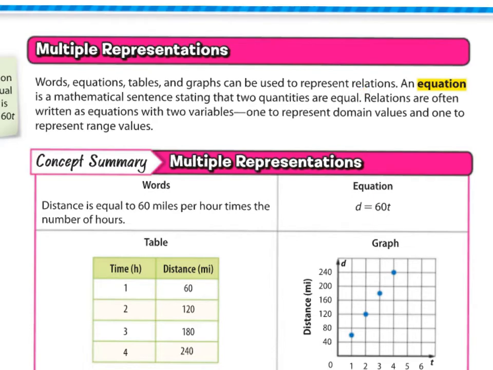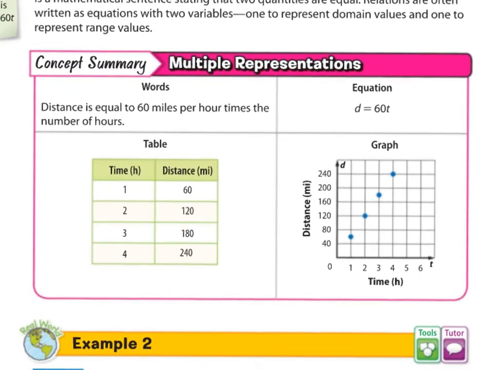So for example, kilometers per hour. Those two relate with distance over time, right? So that's a rate. Now, an equation is a mathematical sentence stating that two quantities are equal, hence the word equation. They're equal. Relations are often written as equations with two variables, two numbers that can change. One to represent the domain values and one to represent the range values. Okay, so let's look here.